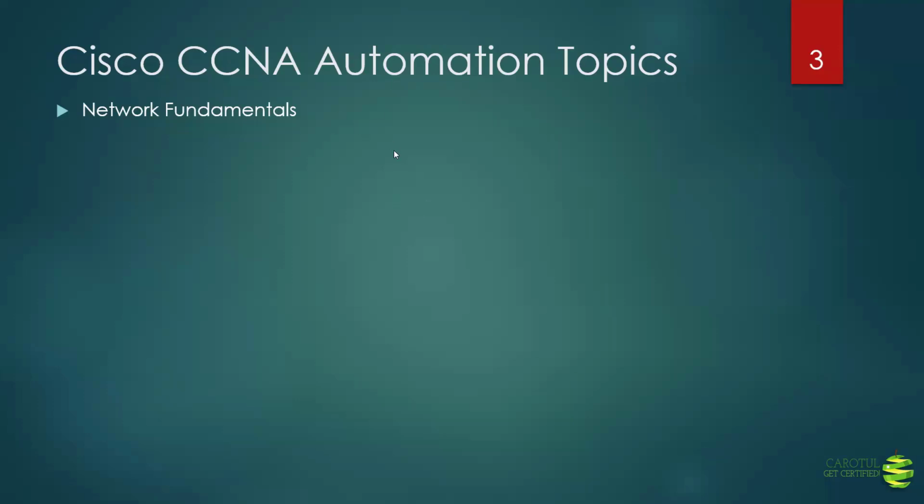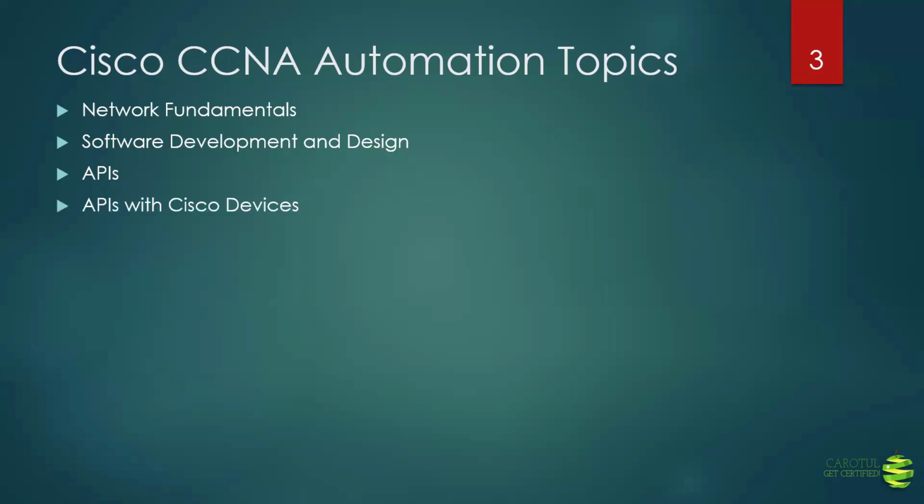And then you will see that there are other topics which are, of course, all automation. So we'll start with software development and design. We'll understand the application programming interface, what exactly API means. Again, what is this? Why do we need this? And how exactly can we practice this, right? How can we use APIs with the Cisco devices.